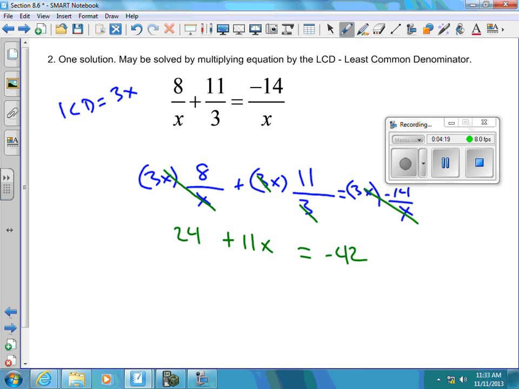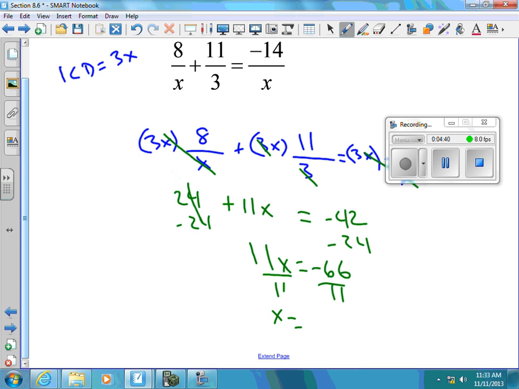By multiplying through by the least common denominator, I end up clearing out all the denominators, and I don't have fractions anymore. Now it's just a two-step, simple Algebra 1 equation that we all should have been able to solve before you even enrolled in this class. So we end up getting x equals negative 6.